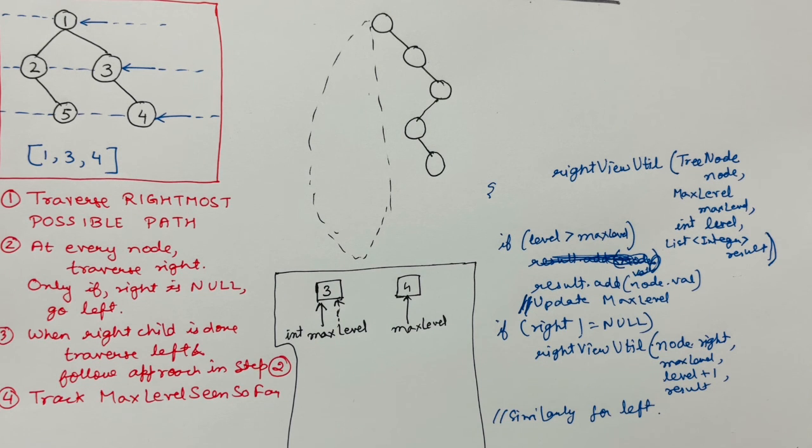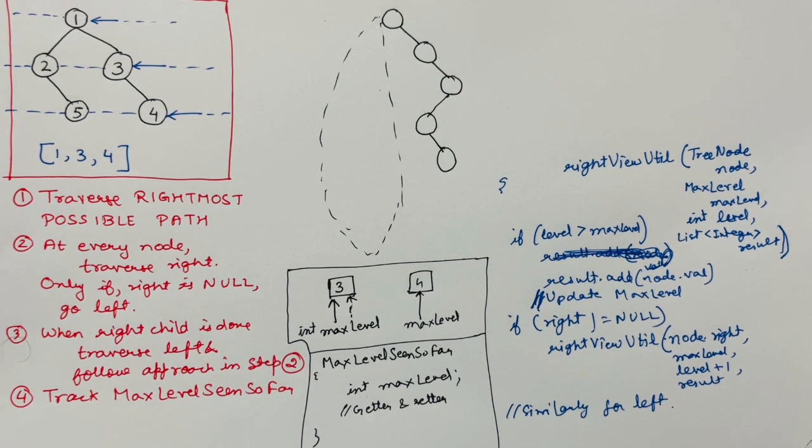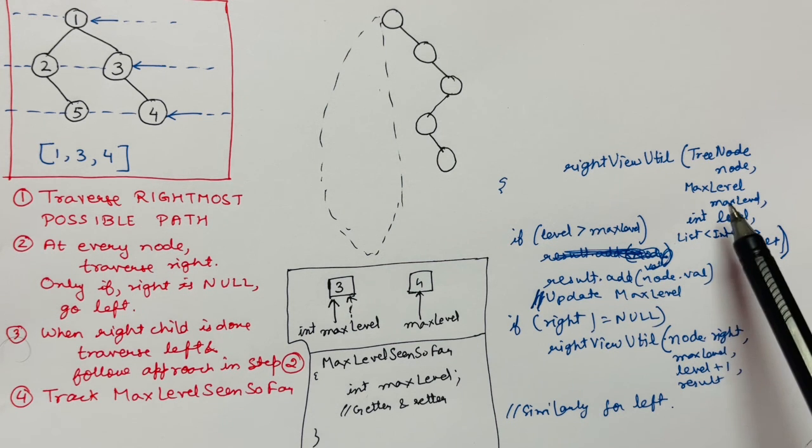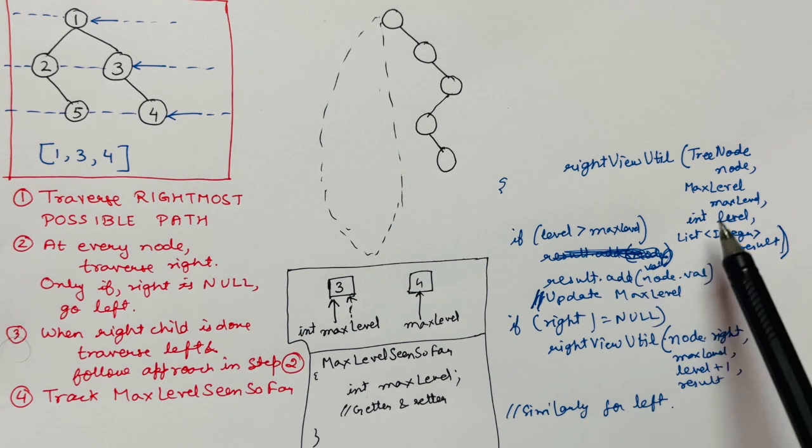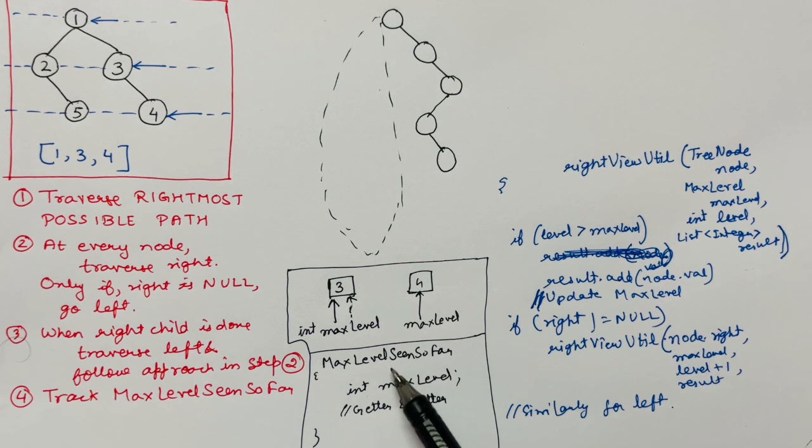We solve it by using another data structure. Let's say that data structure that we define is this class MaxLevelSeenSoFar. It has only one member, integer max level, and it has getter and setter methods. So now instead of passing as integer, we will pass this as a reference of this data structure. We will pass it as an instance of this data structure, MaxLevelSeenSoFar.